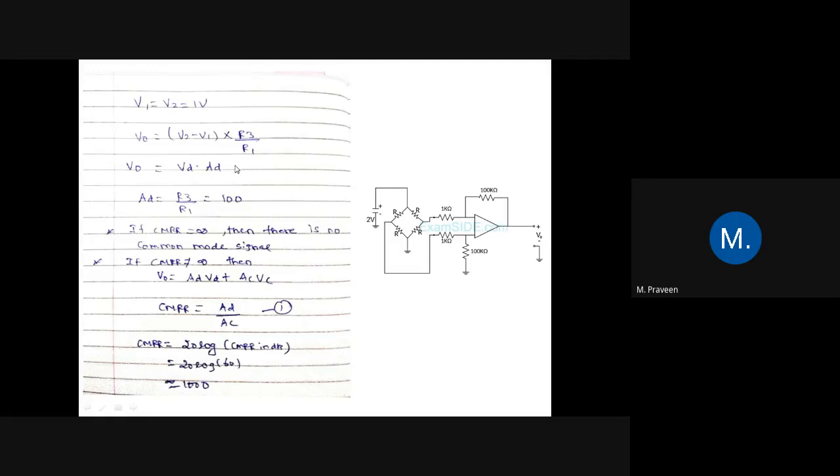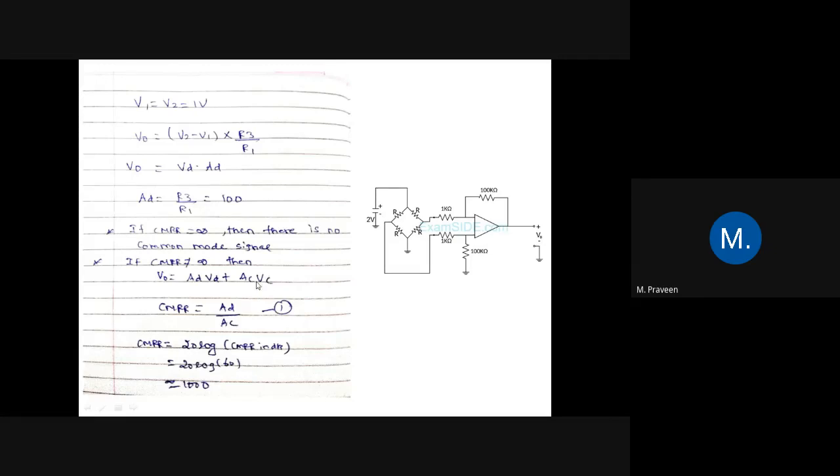A differential amplifier can be operated in two modes: one is the common mode and the other is the differential mode. If CMRR is infinite, then the common mode is suppressed. If CMRR is not infinite, then we have to consider both the differential mode as well as the common mode. So the overall output V naught is AD VD, which is the differential mode gain into differential voltage, plus AC into VC, where VC is nothing but V1 plus V2 by 2.